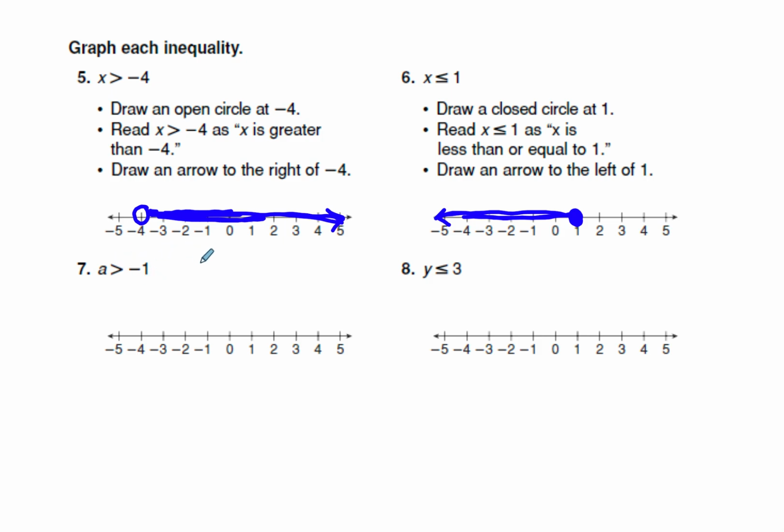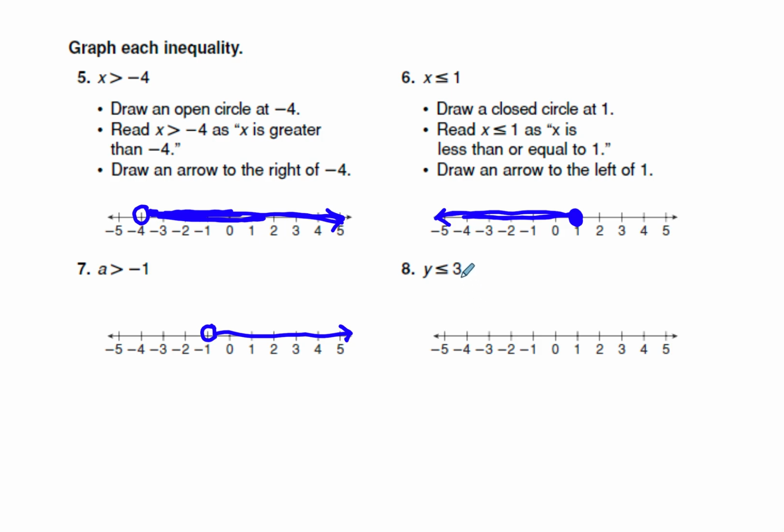All right, let's look at number 7. A is greater than negative 1. Can't be equal to negative 1, so we're going to put an open circle. Then we're going to shade to the right because those are the greater than numbers. If I picked 0, that would be true. 0 is greater than negative 1.